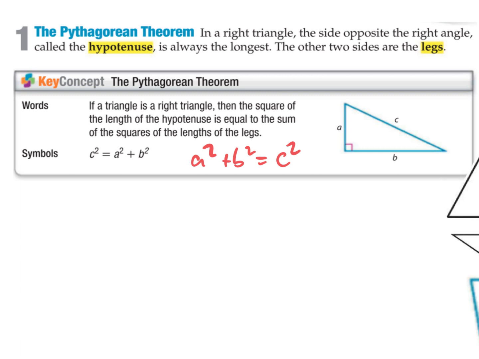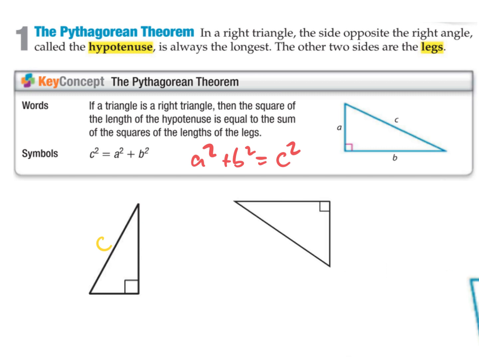Anyway, in order to really be able to use this theorem, this truth about right triangles, you got to know and identify which one is your hypotenuse, right? So it's always opposite the right angle. So right here, is this the hypotenuse? No. Is this one? No. It's this one? Yes, right? This is the hypotenuse. Why? Because it's the side opposite your 90-degree angle, okay? So this is your c value right there.